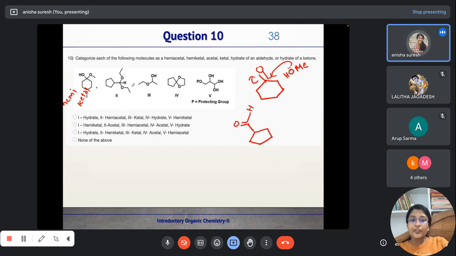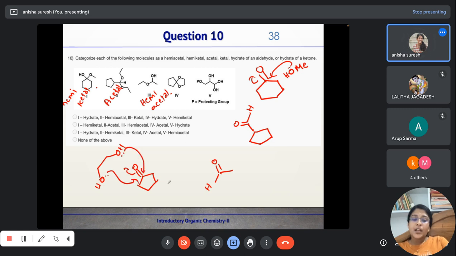And two molecules of ethanol will be adding. So this is an example of acetal. Here, this was initially an aldehyde and one molecule of ethanol is adding. So this is an example of hemiacetal. This is an example of ketone and two alcohol molecules will be adding.